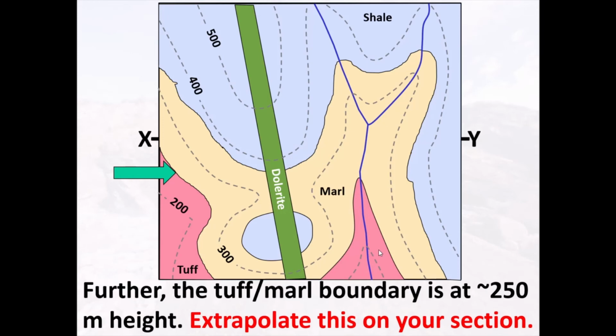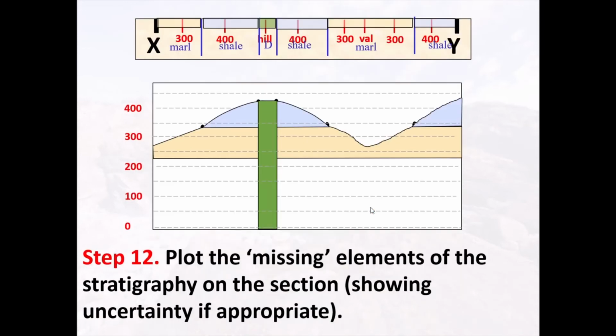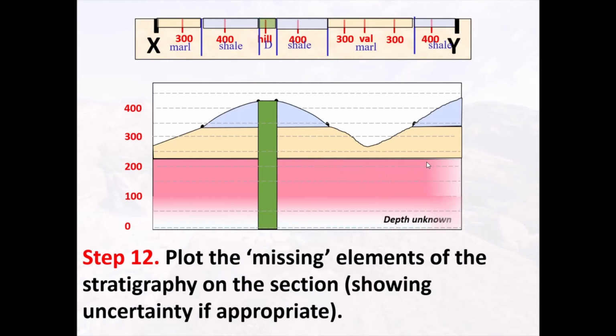So what I can do is, even though it doesn't occur on our cross-section line, I can extrapolate the position of this bed onto our cross-section. Okay, so at 250, or thereabouts, slightly off on the scale, I can plot the missing elements, or the elements of the stratigraphy that I can't see immediately on our cross-section line.